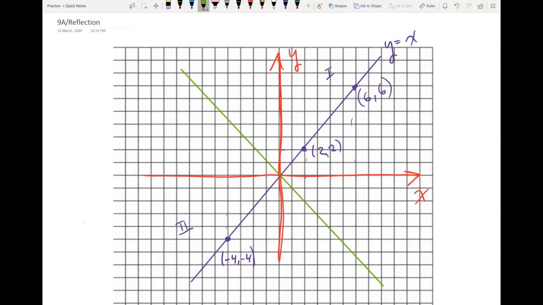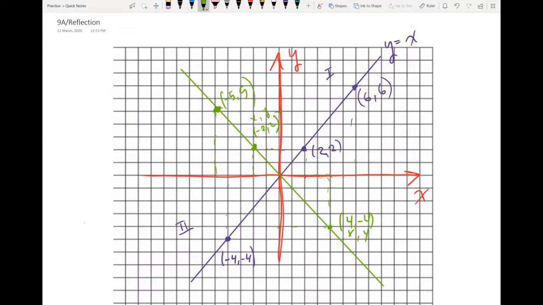Now, with respect to the green line, if we choose the points on it, the first one is minus 2 and the y is 2, and the x is minus 3, 4, 5, minus 5 and 5. And if we choose this point, it's going to be 1, 2, 3, 4, 4 and minus 4. So if the x is 4, the y is minus 4. If the x is minus 2, the y is 2.